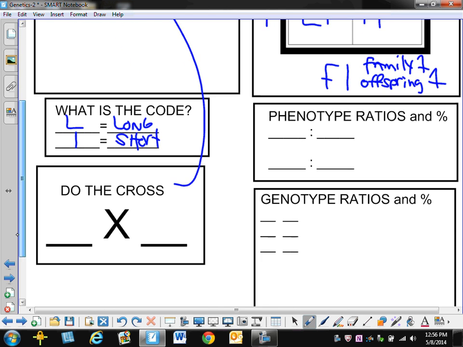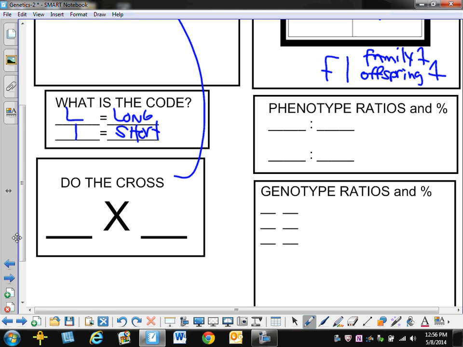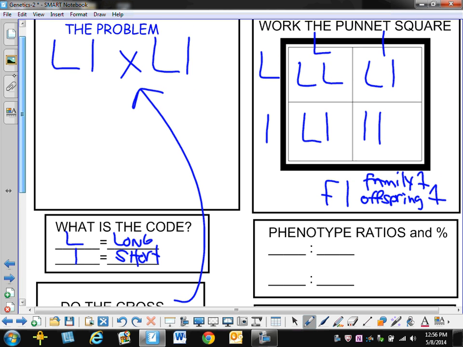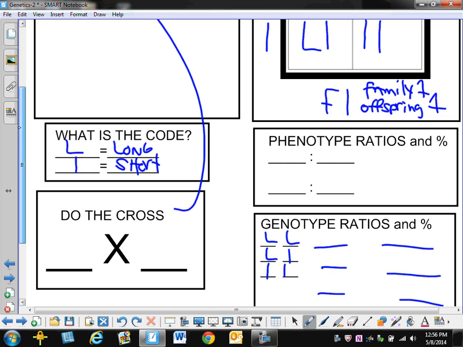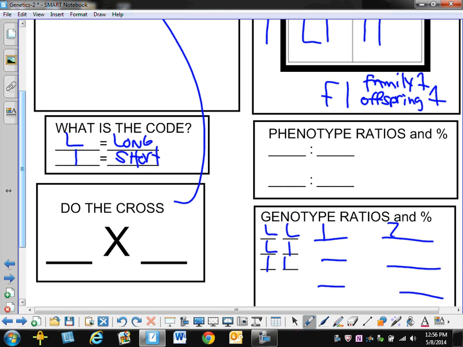What are the 3 genotypes we can do? Big L, big L, big L, little L, and little L, little L. Perfect. Number percent, number percent, number percent. So let's go back up to our Punnett square where we're going to get this. How many big L's do we have? We have 1. 25%. It has to look just like this.